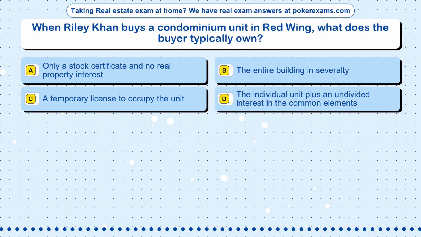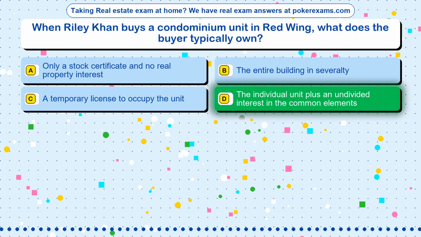Question 92. When Riley Kahn buys a condominium unit in Red Wing, what does the buyer typically own? Option A. Only a stock certificate and no real property interest. Option B. The entire building in severalty. Option C. A temporary license to occupy the unit. Option D. The individual unit plus an undivided interest in the common elements.